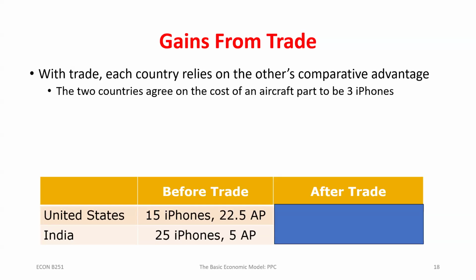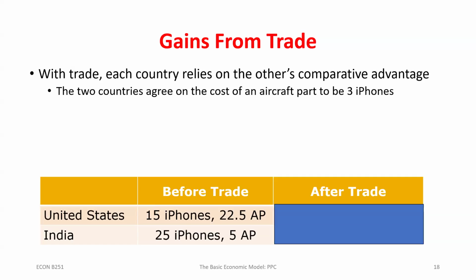If the US is only producing what they have, well, how do I want to set this up? Yeah, this should work. No, it's not. I didn't give myself enough room. We're going to have the same thing, but I need to make sure I give myself more room. So we've got the US aircraft part, we'll put iPhones way over here, and then India aircraft part, iPhones over here.